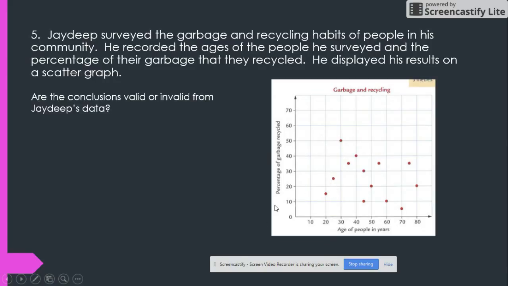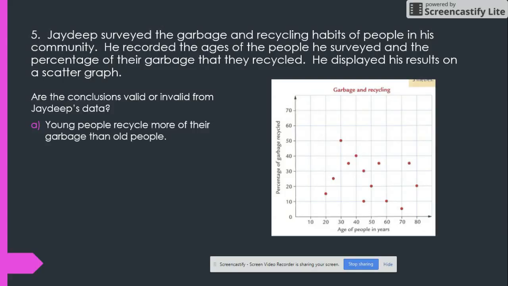Are the conclusions valid or invalid from Jaydeep's data? So have a look at this. Young people recycle more of their garbage than old people. So here's the young, let's say, 40 is very young because I'm 40, but let's just say the 30 people. They're saying that the people recycle more of their garbage. Well, there looks like there's a pretty, so you decide, is that valid or non-valid? No one recycles more than 40% of their garbage. So here's 40%. Well, I can see people. So is that valid or invalid?